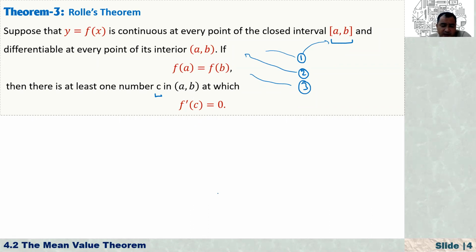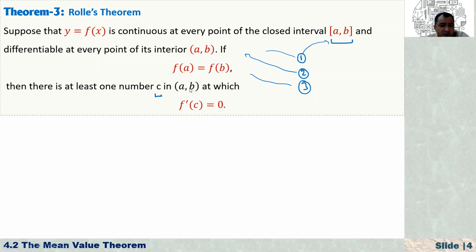And how about if it occurs at endpoints? That means that f of a is equal to f of b, and if f of a is the maximum value and f of b is the minimum value, then the maximum value is equal to the minimum value, which means that all the values of the function are equal, so it is a constant function. At that time we have a lot of points where its derivative is equal to 0, because a constant function's derivative is always 0.